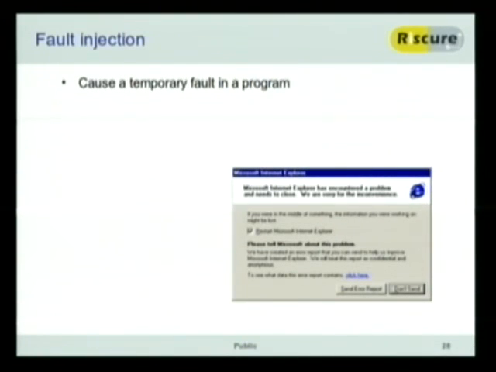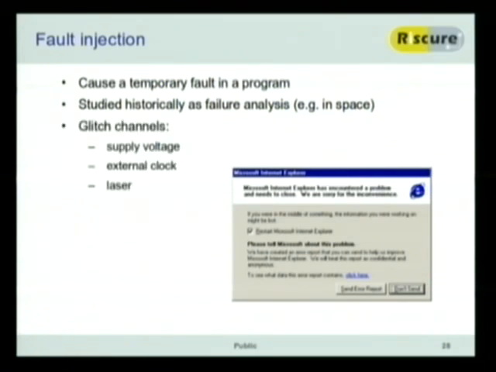To go into fault injection, that was the side channel analysis part. This is the side channel attacks, or the fault injection. We're going to try to cause a temporary fault in the program. So we're not going to burn our chip, hopefully. We just want to switch one transistor at some point in time and see what it does. This has actually been traditionally studied in failure analysis. For instance, in space technology, they have a problem there with X-rays and all kinds of radiation bombarding chips and causing all kinds of failures. So that's where it comes from.